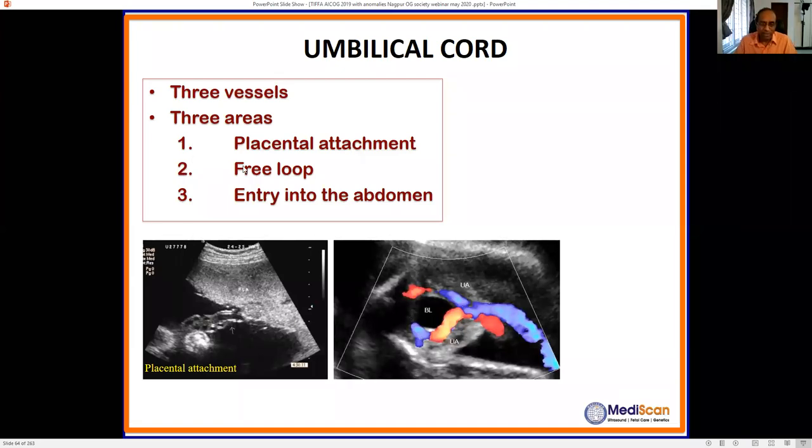And cord, three areas: placental attachment, free loop, and entry into the abdomen. We already saw entry into the abdomen. We look at the free loop just to say that, yes, there are a lot of free loops there. And placental attachment, because this is a centrally located attachment of the cord into the placenta. If there's a velamentous attachment, especially in monochorionic twins, there's a high chance the baby will have selective intrauterine growth restriction. So any velamentous attachment of the cord can lead to growth restriction because the territory of the placenta that supplies the baby will be lesser.